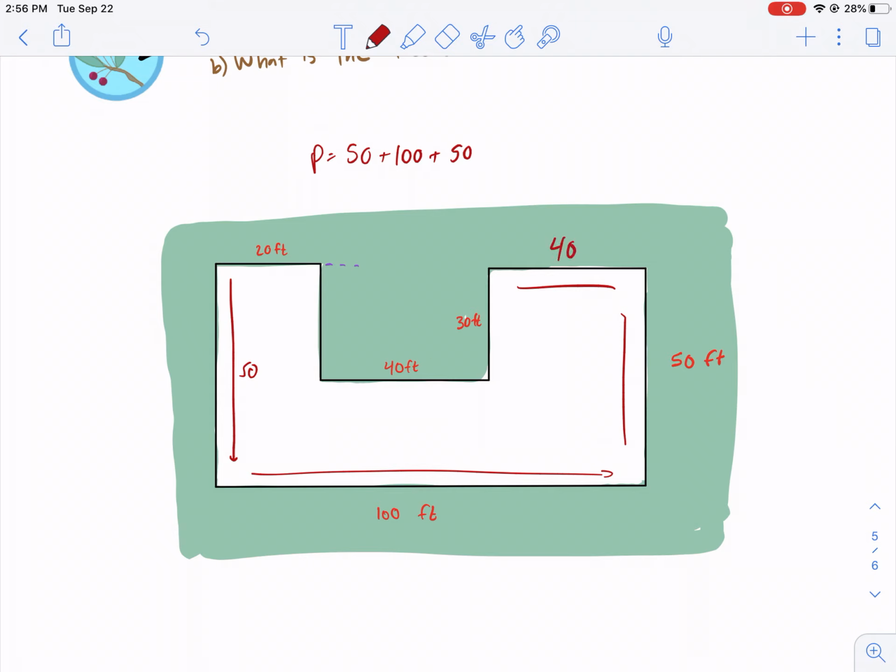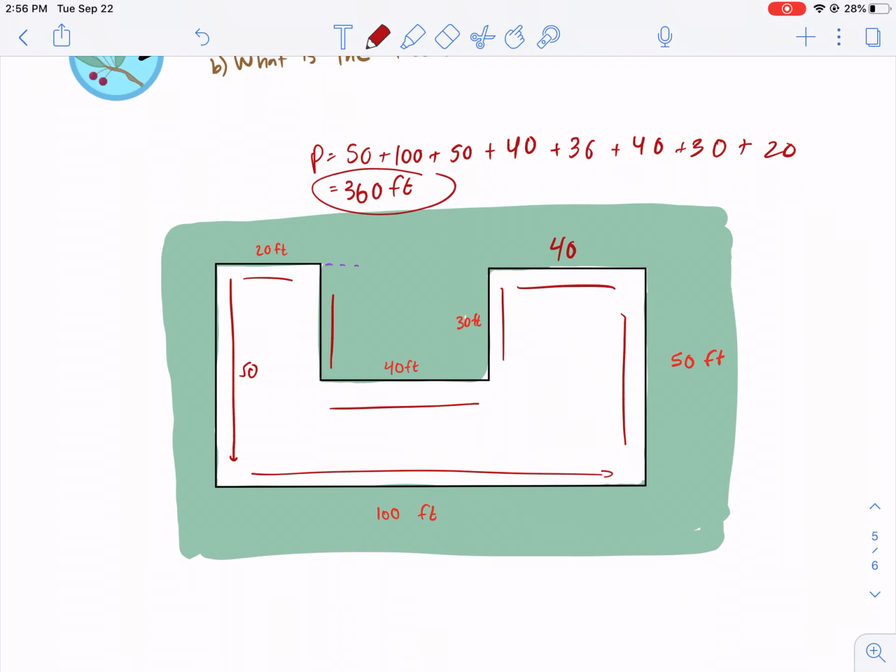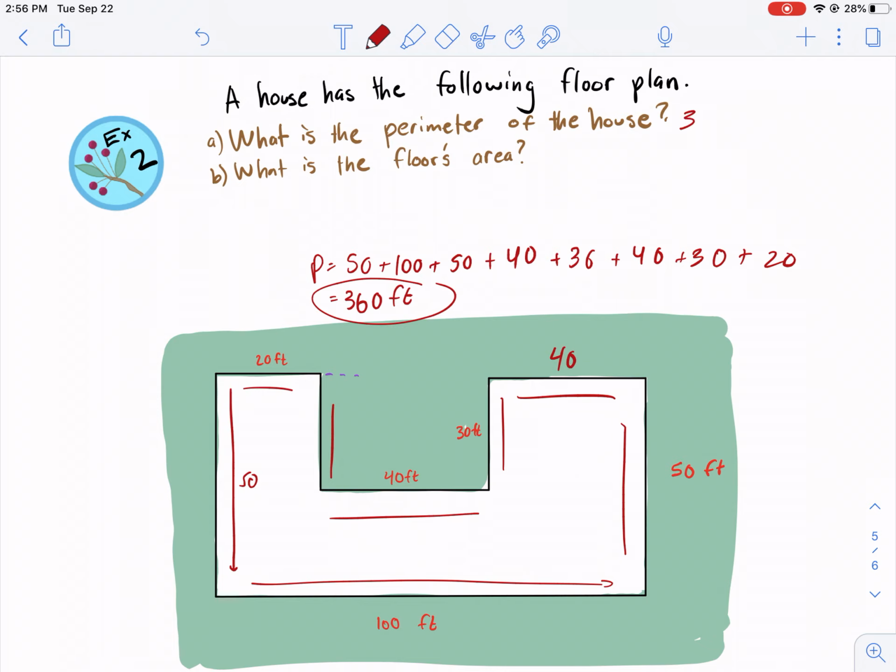We're missing another 40. So we have to add 40 plus 30 plus another 40 plus another 30 because it matches the other side, this side, okay, plus 20, and that's it. So we're just going to type this on our calculator. 50 plus 100 plus 50 plus 40 plus 30 plus 40 plus 30 plus 20. And we get 360, and we have units this time, feet. Okay, so we got the perimeter, 360 feet.